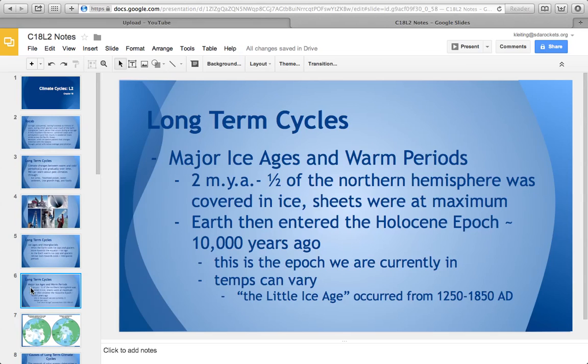Major ice ages and warm periods. 2 million years ago, MYA, million years ago, half of the northern hemisphere was covered in ice. This is when the sheets were at their maximum. The Earth then entered the Holocene epoch, about 10,000 years ago. This is the epoch we are currently in. Even though we aren't technically in an ice age right now, temps can vary. We had the Little Ice Age, is what scientists call it, that occurred from 1250 to 1850 AD.